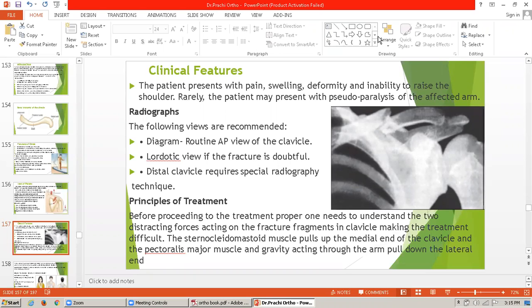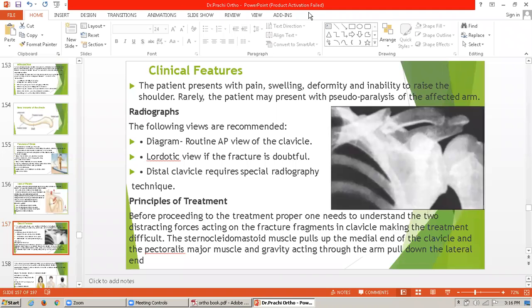Radiograph: this diagram of the X-ray shows the routine AP view of the clavicle, where the fracture is seen. The following views are recommended: the routine AP view, that is the anteroposterior view of the clavicle; a lordotic view if the fracture is doubtful. The distal clavicle requires a special radiography technique.